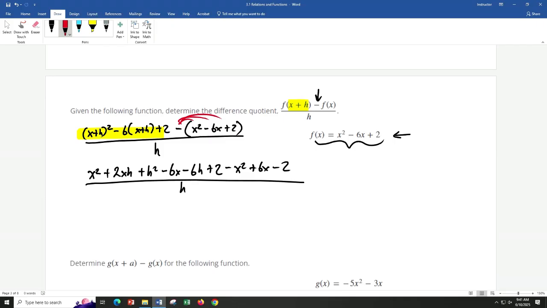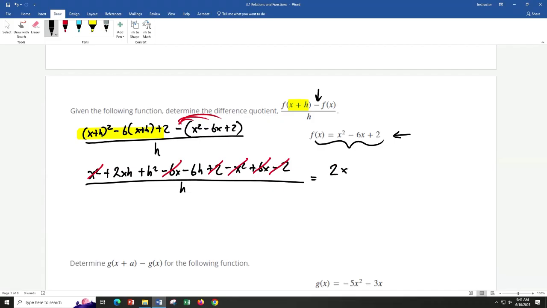But look at this carefully. Notice I have an x squared here, a negative x squared there. 6x, positive 6x. I have a positive 2 and a negative 2. Oh, well, look at how much cancels out. A lot of it will cancel out. And then we come in here very carefully, and this is how you finish it up.